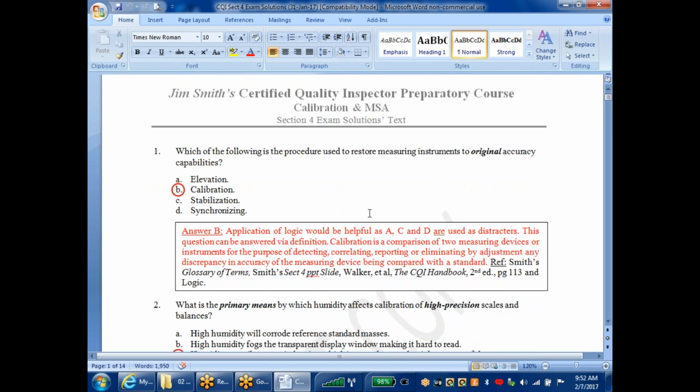Number one, which of the following is the procedure used to restore measuring instruments to original accuracy capabilities? When we go through and look at each one of these answer choices, certainly they present them well to have a quick reference to the glossary. But we would find A, C, and D really to be distractors. This is talking about the heart of what this section is about: calibration. That's what we use to make sure that the measurement instruments are very accurate.